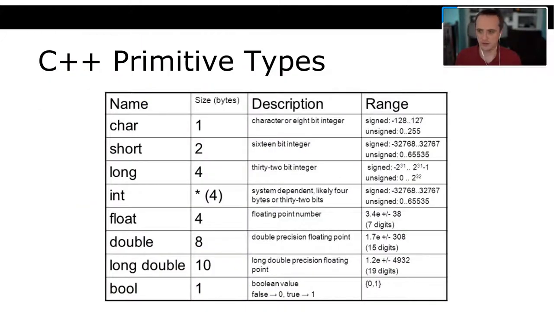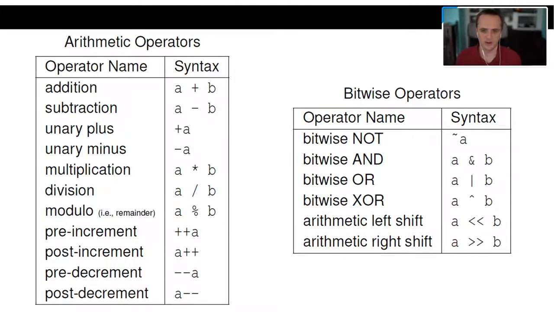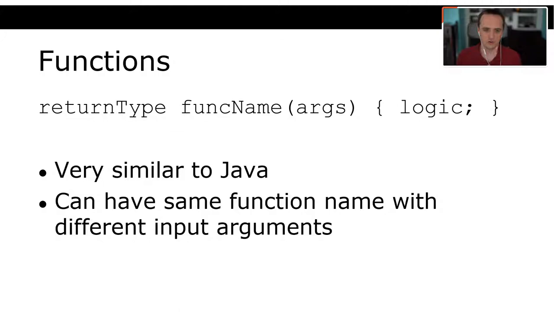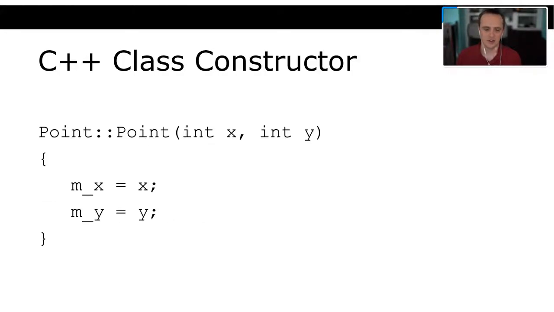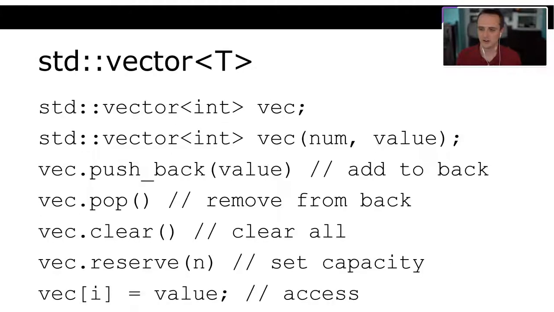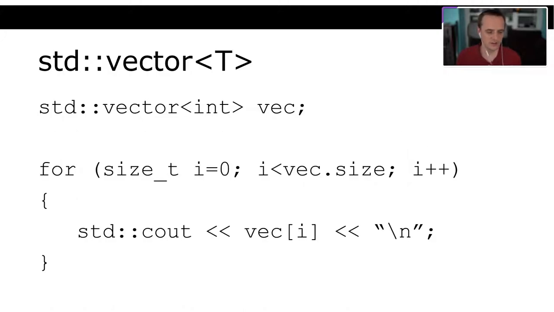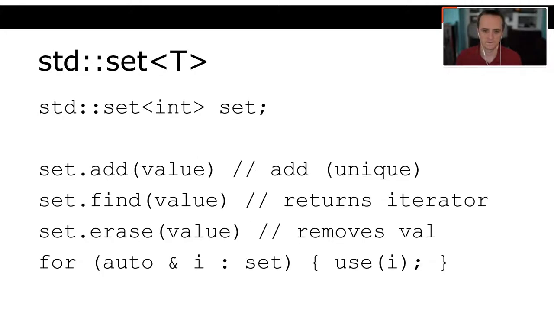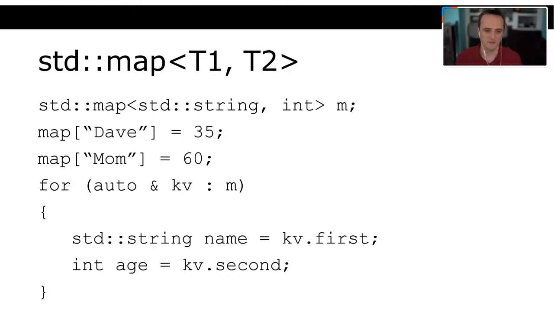I'm not going to go over all the primitive types because they're very similar to Java. Same thing with arithmetic operators, with the caveat that now we have bitwise operators, which I'm not going to go into in this lecture. I'll talk about bitwise operators in another lecture. And the rest of this, I've already gone over. Functions, classes, class constructor, initializer lists, destructor, STL containers, some sample syntax. I've already gone over this in the live coding, but I wanted this to be in the PDF file for you as well. Okay, so we can add things to a set, we have maps, etc. Okay, so that is the lecture that I have for you today.